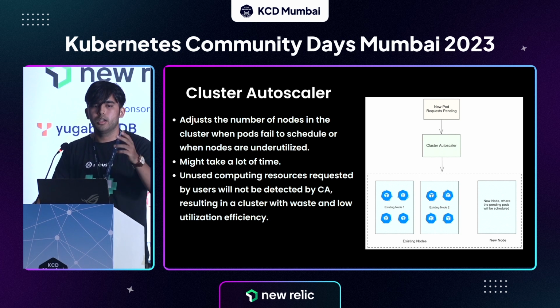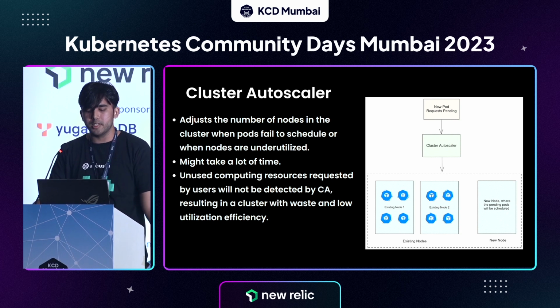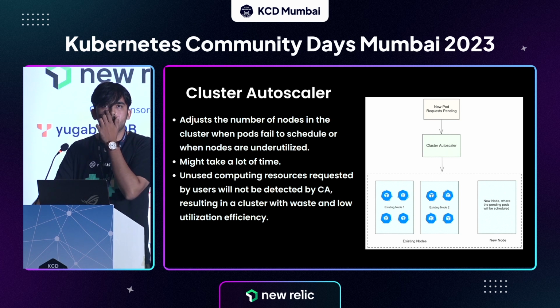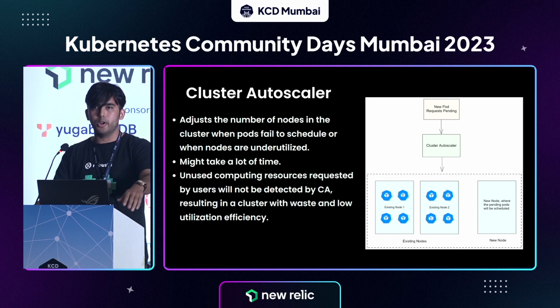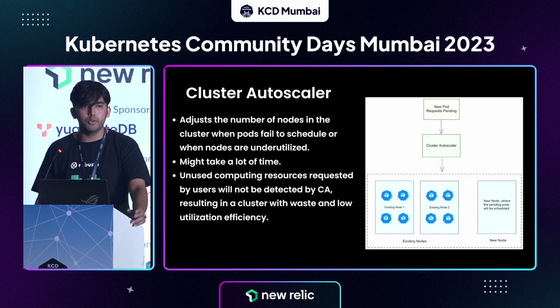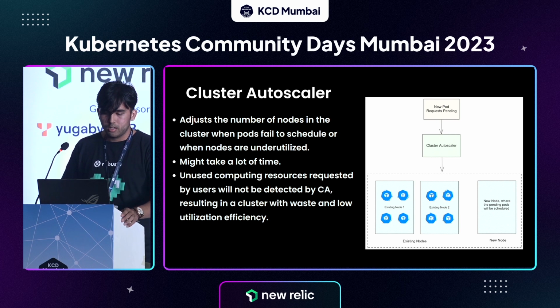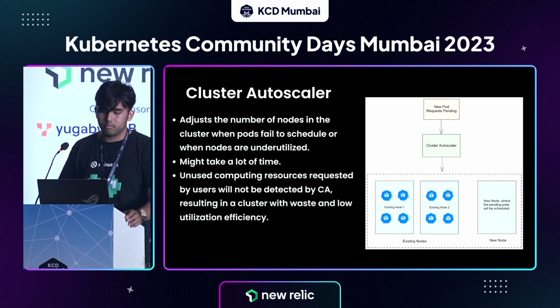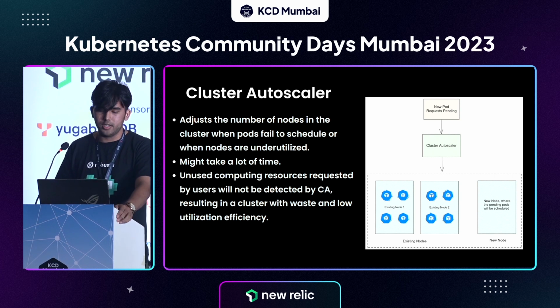Like if in a node your pods are not working, it will simply create a new node with that number of pods. This might take a lot of time because usually your cluster is deployed on a cloud, so it depends on how much time the cloud vendor takes to create a new node. And a lot of resources would be unused because some pods might not be working in the node. So that would still exist, and it's very less efficient.